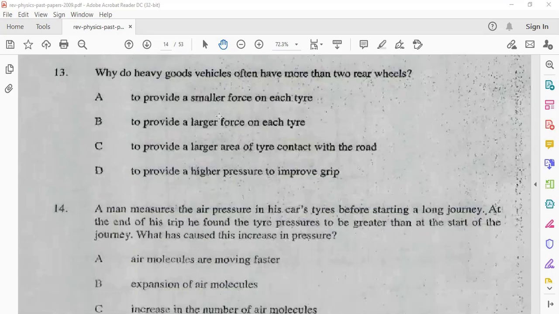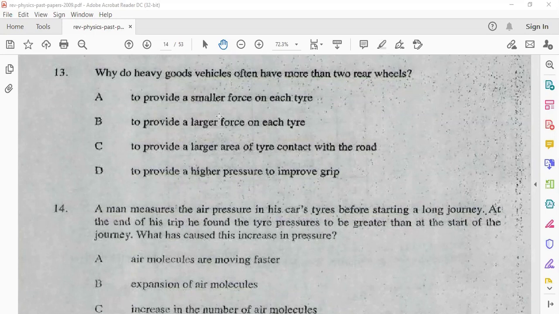Why do heavy goods vehicles often have more than 2 rear wheels? Is it A, to provide a smaller force on each tire? B, to provide a larger force on each tire? C, to provide a larger area of tire contact with the road? Or D, to provide a higher pressure to improve grip?